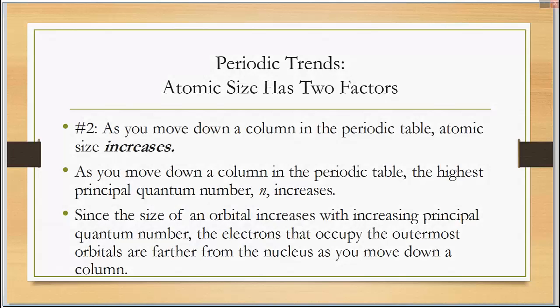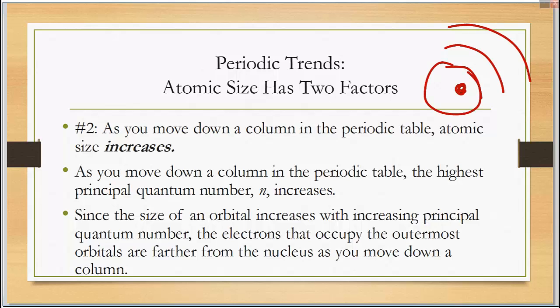The other factor that determines the size is how many shells there are. As you move down the column in the periodic table, the atomic size increases. As you move down the column, the highest quantum number increases. So if here's the nucleus, those shells are getting further and further out, unlike the previous example where it was staying within the same shell.